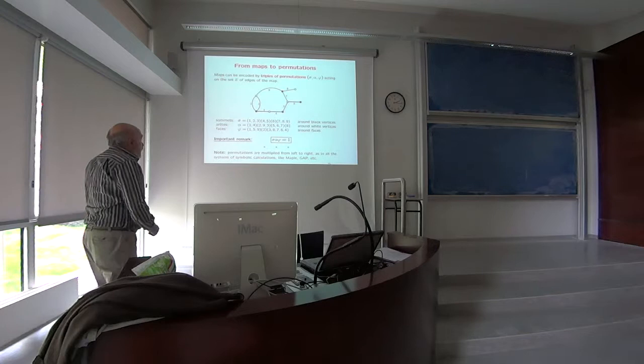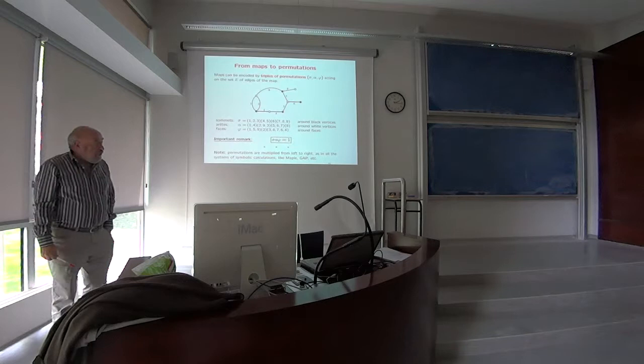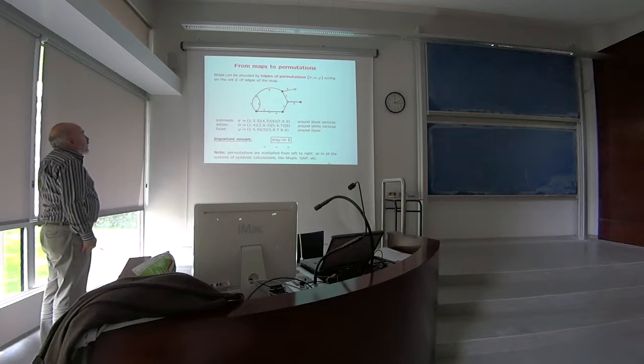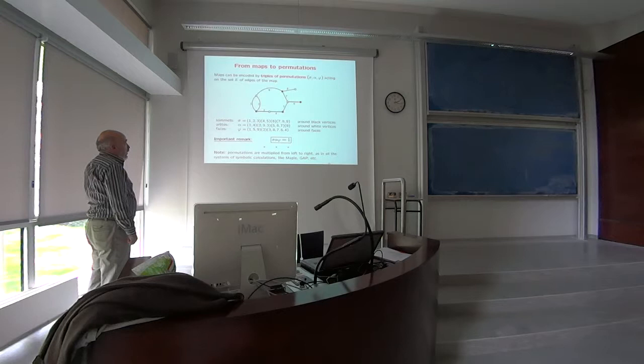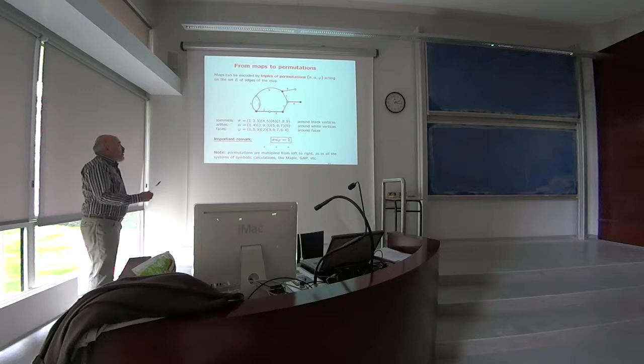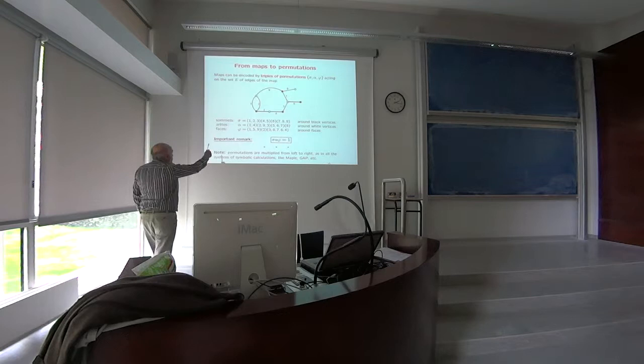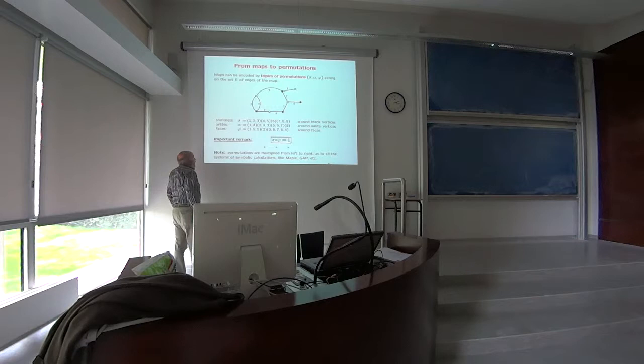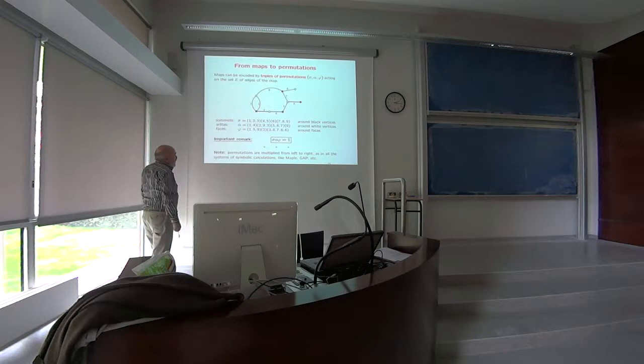We will see on this example why this is a convenient definition. So, maps can be encoded by triples of permutations. There is a tradition, maybe a French tradition, to denote these permutations sigma, alpha, and phi. Sigma like sommet, which is vertices in French, alpha like arête, which is edges in French, and phi like face, which is faces in French.